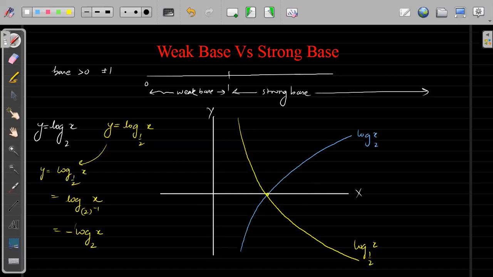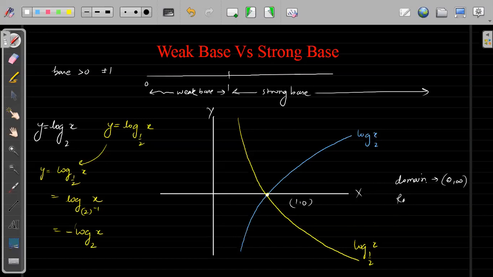This will also intersect at (1, 0). So this is also intersecting at (1, 0). Right? So for the weak base also, we can see first the domain. For the weak base also, the domain is what? The domain is from 0 to infinity.